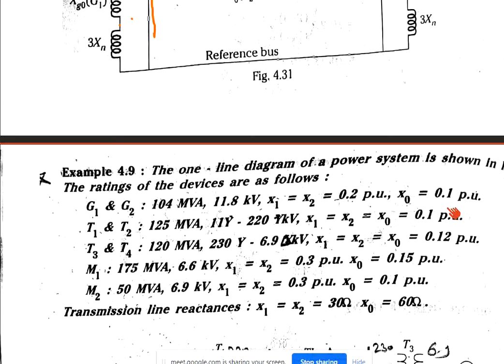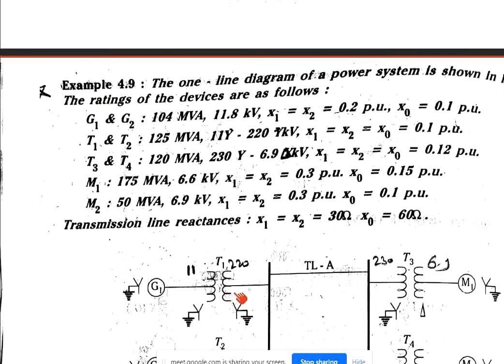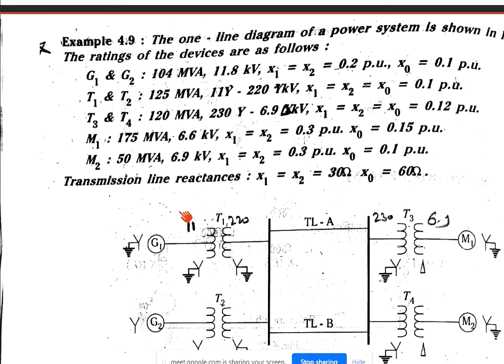Then the T3 and T4 values have also been given. The motor M1 and M2 values have been given. Now the transmission line reactances X1, X2 and X0 have been given. That means the positive and negative sequence reactances, and the zero sequence reactance, are also given.